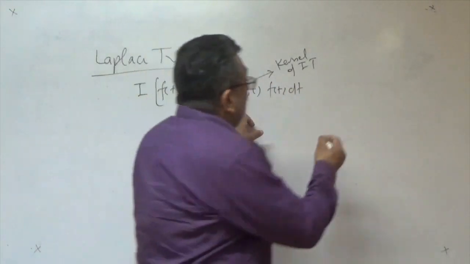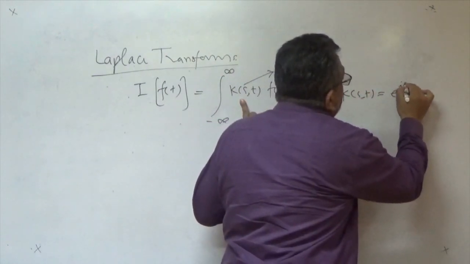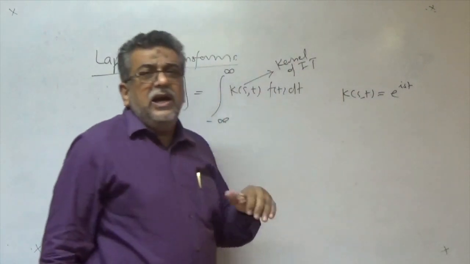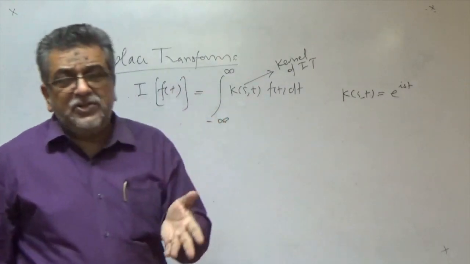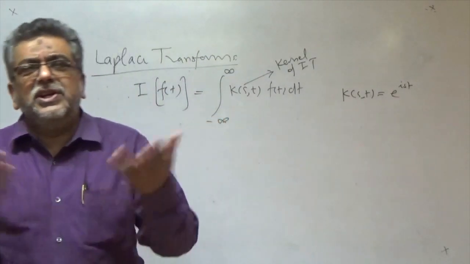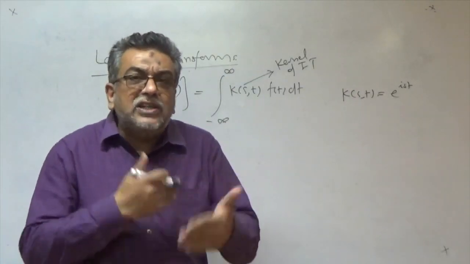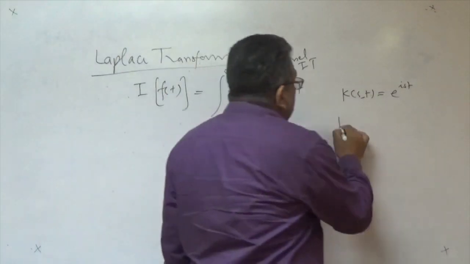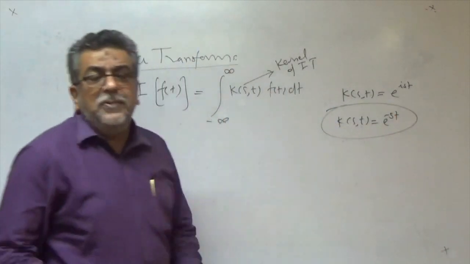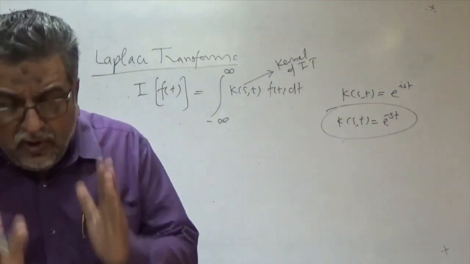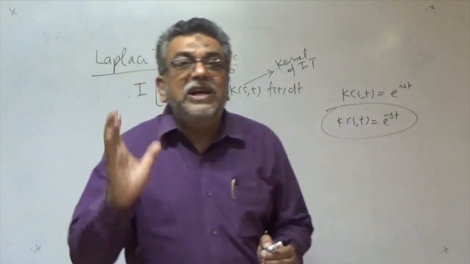In the case of the Fourier transform, I took k(s,t) equal to e to the power i s t, you know that. We also use different kernel values for the Laplace transform and then the Hankel transform. A number of integral transforms can be defined by this formula after taking various values of this kernel function. In the case of the Laplace transform, if we take k(s,t) equal to e to the power minus s t, then it becomes the Laplace transform.